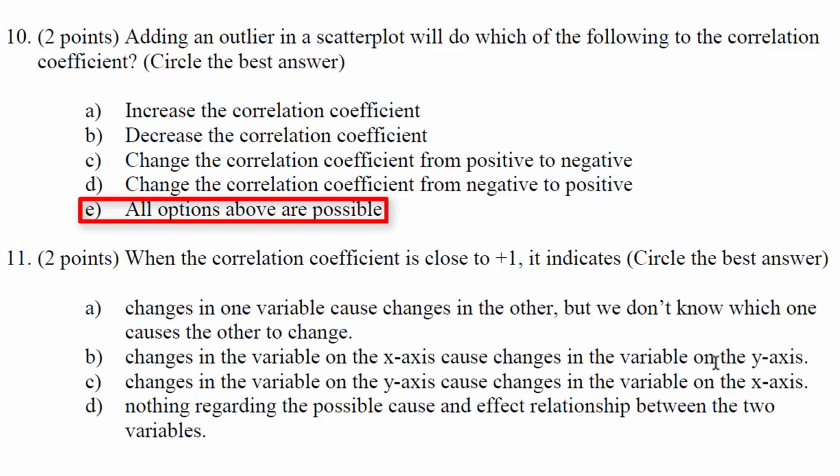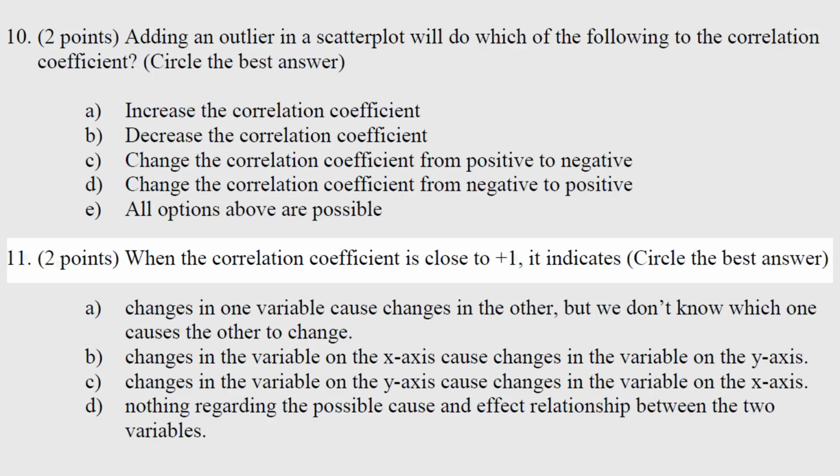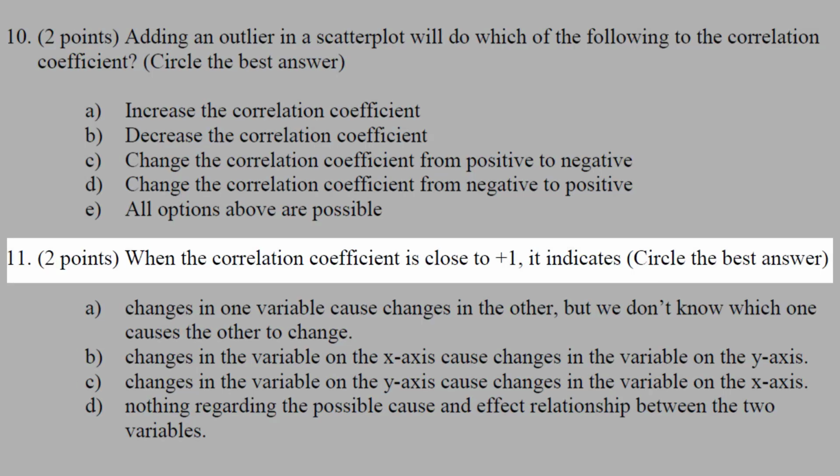So in short, outliers can drastically change the correlation coefficient. It can make it stronger, it can make it weaker, it can make it positive, it can make it negative, it can make it 0. So all of the above options are possible. The next question goes along with correlation, so we're doing it right here.